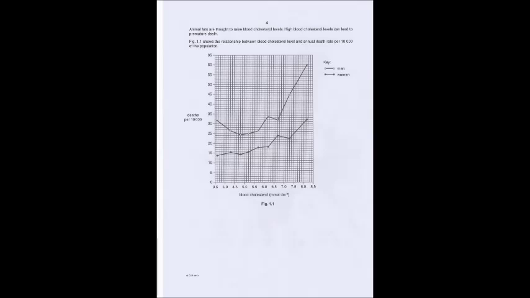High blood cholesterol levels can lead to premature death. Figure 1.1 shows the relationship between blood cholesterol level and annual death rate per 10,000 of the population, men and women. Very common. You'll get one of these questions. You will get one. Describe the trends shown in figure 1.1. Death rate is greater for men on average. Death rate of both genders rise with increasing blood cholesterol. Death rate for men initially falls.